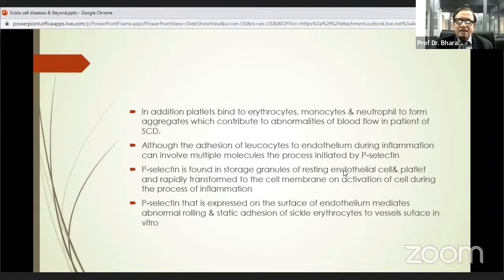In addition, platelets bind to the erythrocytes, monocytes, and neutrophils and aggregate, which contributes to abnormal blood flow in patients with sickle cell disease. Although the adhesion of leukocytes to the endothelium can involve multiple molecules, the process is initiated by P-selectin. P-selectin is found in the storage granules of resting endothelial cells and platelets and is rapidly transferred to the cell membrane upon activation of the cell during inflammation. So P-selectin expressed on the surface of the endothelium mediates abnormal rolling and static adhesion of sickle erythrocytes to the vessel surface in vitro.